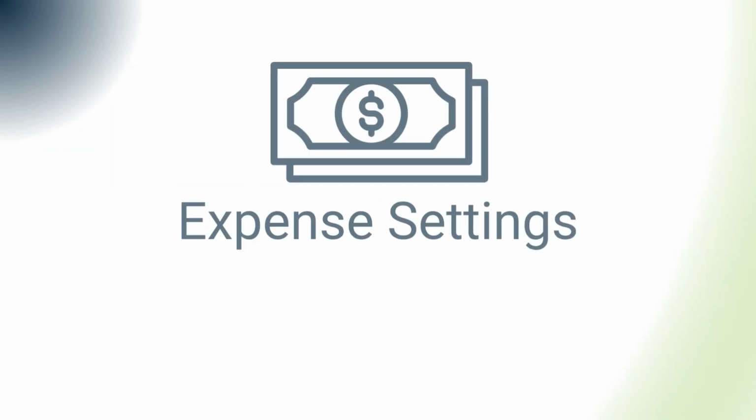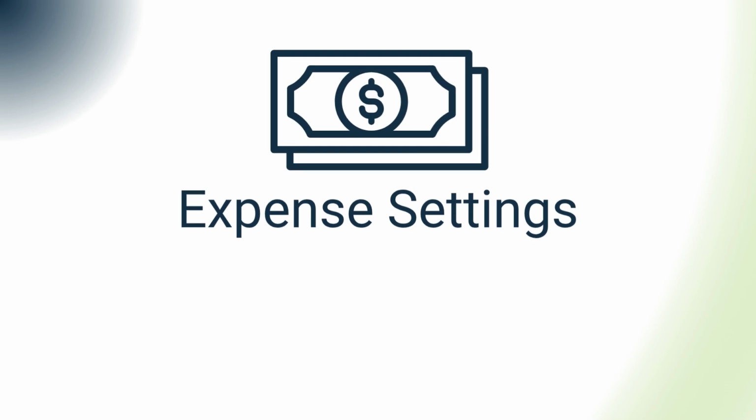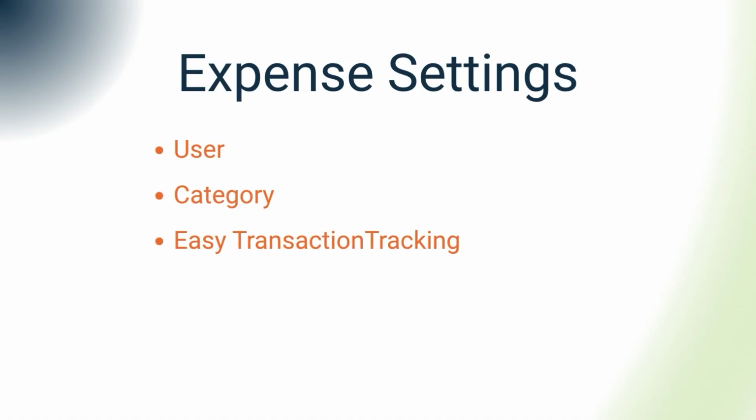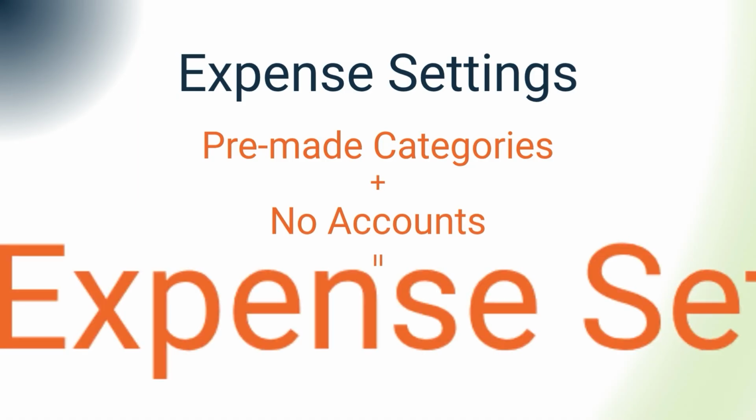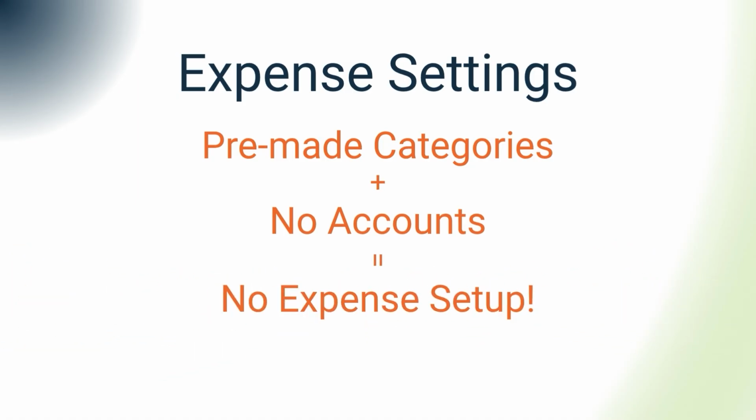With Accompt, you can easily track spending across your household and understand how your money is being used. Spending is organized by user and category. This makes it easy to see who is spending money and what it's being spent on. To help you get started quickly, the Accompt Finance Tracker comes with multiple pre-made categories for you to use. And since expense transactions are not tracked by account, there is no setup required to get started tracking your expenses, but you can customize it if you'd like.